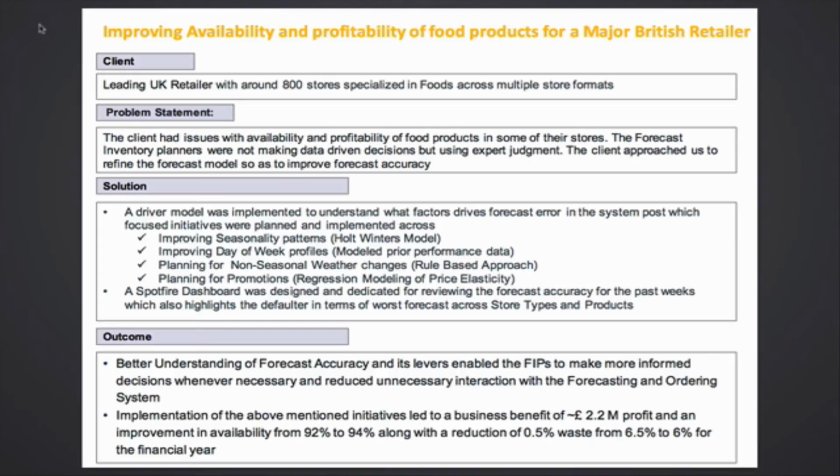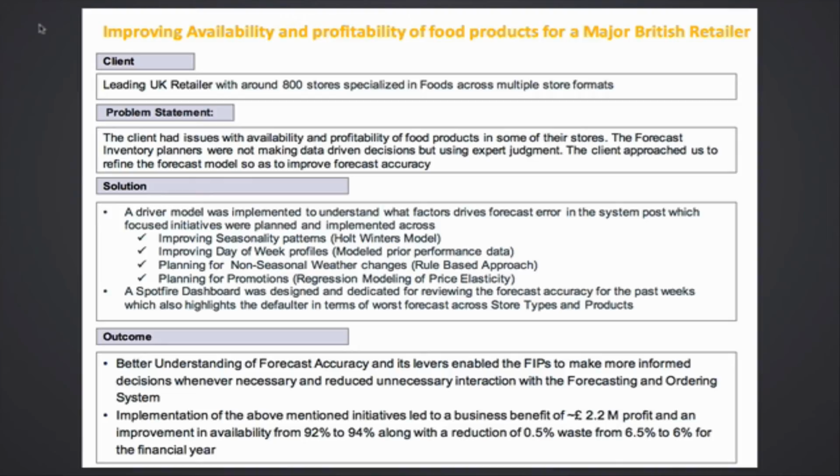Using all this analysis, seasonality patterns, day-of-week patterns, etc. for almost 80% of the products were modified or updated. Forecasts during weather events and promotional events were planned based on uplifts identified from the data and not based on the FIP's gut feeling. Forecast inventory planners, FIPs, category managers were more accountable for their categories, and they were given a Spotfire dashboard which is designed and dedicated for reviewing the forecast accuracy for the past 8 weeks, which also highlights the defaulters in terms of worst forecast across store types and products.